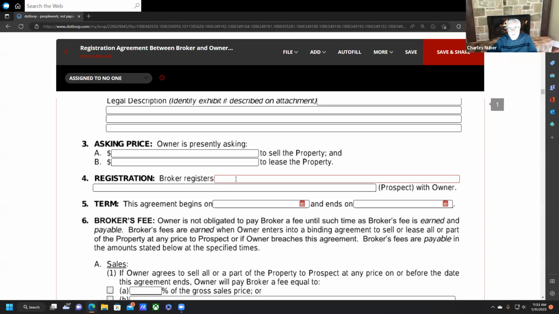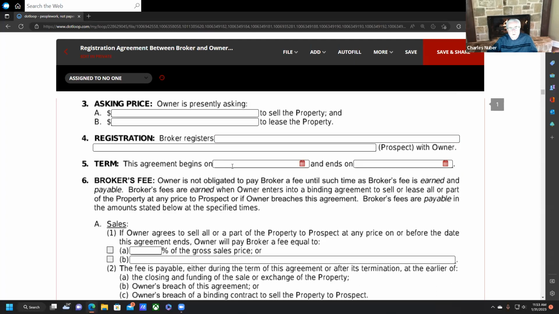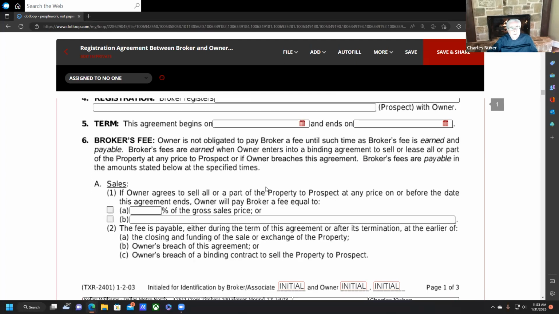Registration: as a buyer's agent, you've got to register your buyer with that seller. The term, there's going to be a term there. And then there's going to be a brokerage fee. Do not forget to make sure you get paid. So if you're going to do both sides, maybe you do 5% instead of 6%.